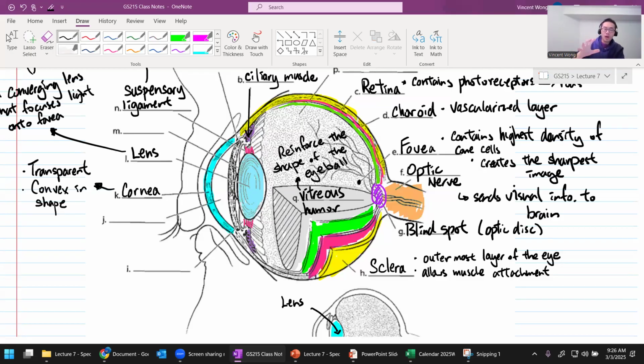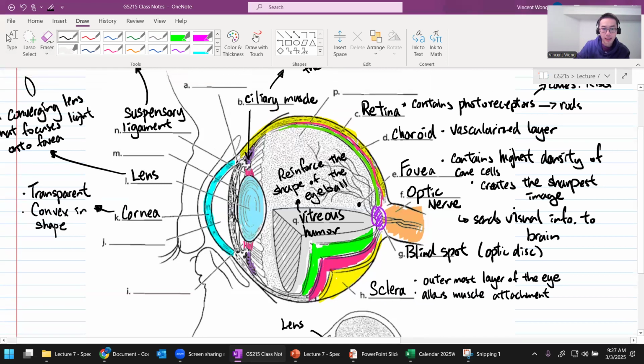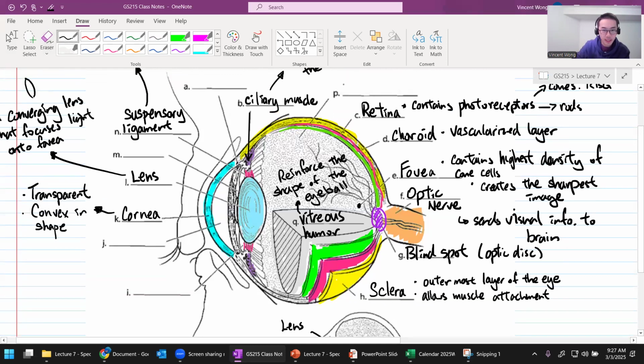But we don't want the pressure to be too great. If the pressure is too high, then it actually will compress the optic nerve and it could lead to a condition called glaucoma. You might have heard of it. If not, don't worry, we'll learn about it in the PowerPoint slide. Now at the front here, oh, sorry, another label here. P is just pointing once again at the posterior chamber.